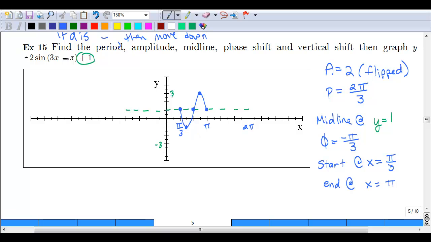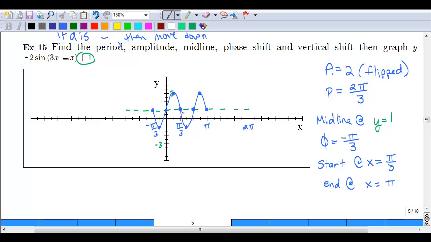Again, if we want to go backwards, we would go back to -pi over 3. Again, we'd be starting at our midline. At our quarter point, we'd be down at -1. At our halfway point, we're back at the midline. At the 3/4 point, we're 2 above the midline. And we can complete that cycle to get 2 full cycles.